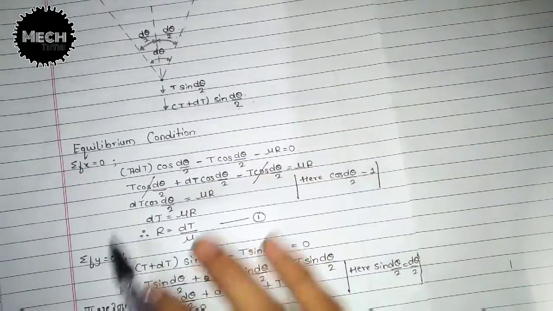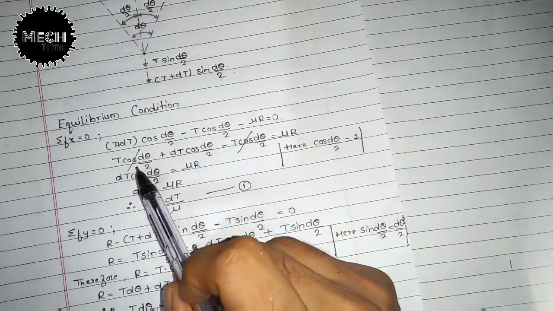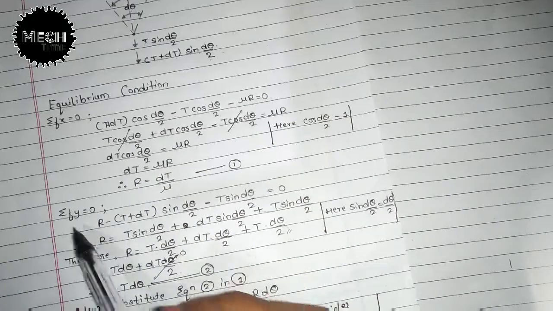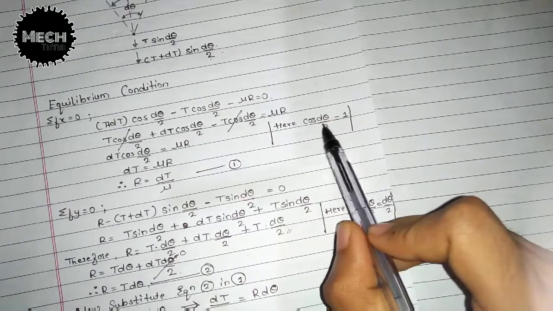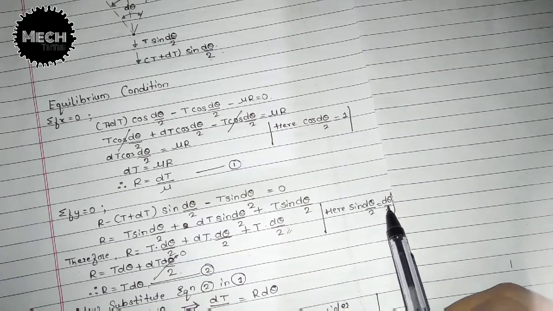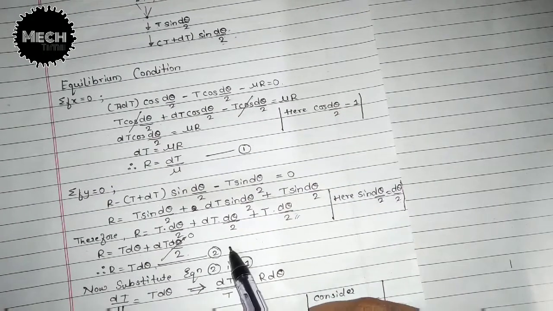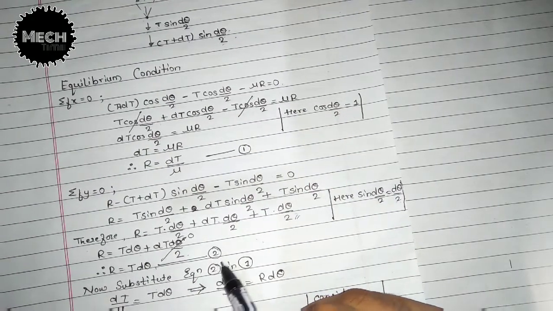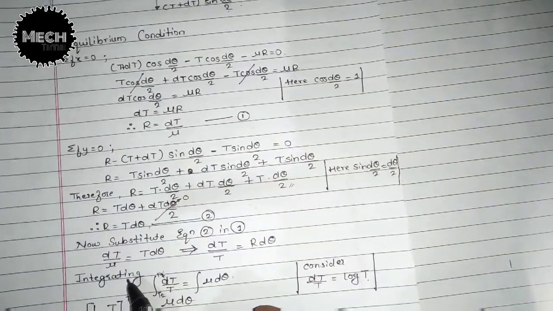Then similarly you go with the equilibrium condition, that is summation Fx is equal to 0, and you will get the value of R. Then summation Fy is equal to 0, and get the value of R. For cos d theta by 2 you take the value as 1, and for sin d theta by 2 you take d theta by 2. Then you substitute equation 2 in equation 1.